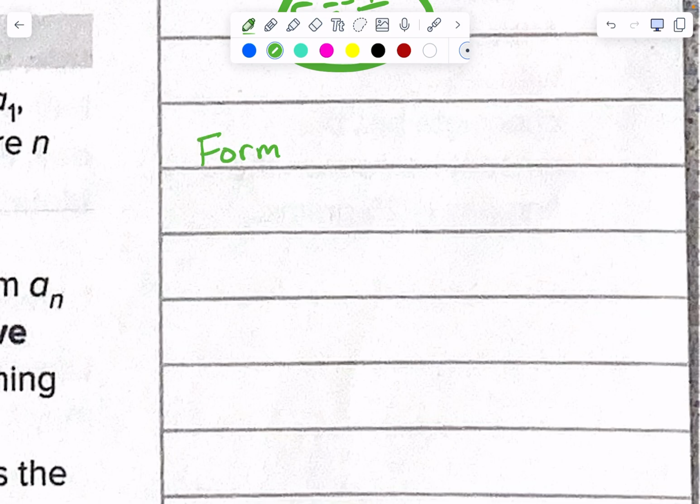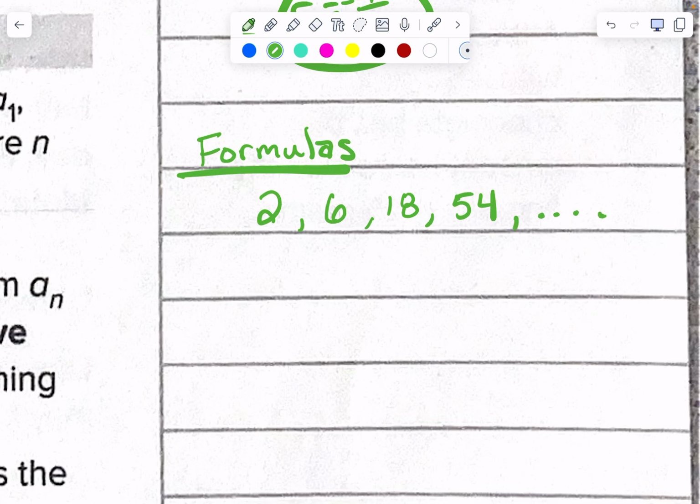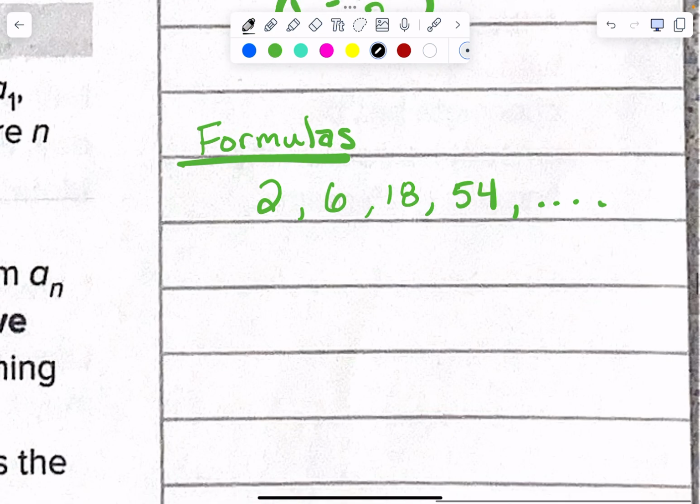Here are some formulas. And I'm going to go with, let's say, the function 2, 6, 18, 54, blah, blah, blah, right? Can we also graph this one? You want to practice graphing it? Sure. We can practice graphing it. Is this thing geometric? Yes. Geometric. Yes. What is R? 3.